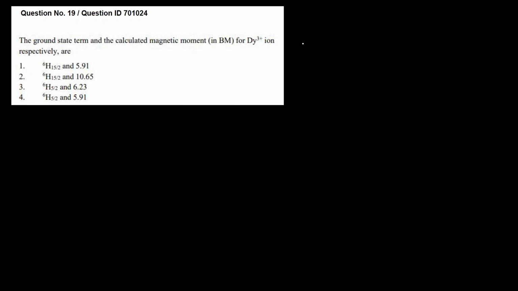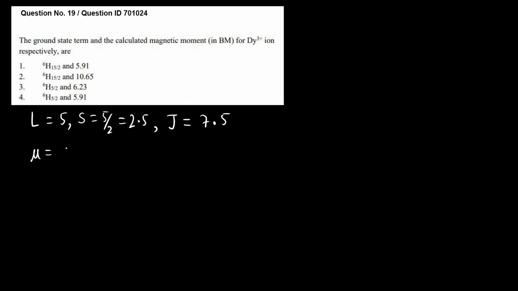Again, what we need is the values of L. L is 5. Value of S, S is 5 by 2, this I can write as 2.5. And J value is how much? J value is 15 by 2, that I can write as 7.5. For easier calculations I have written it in fraction.